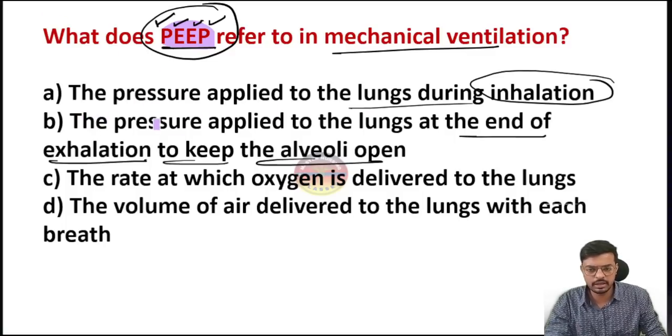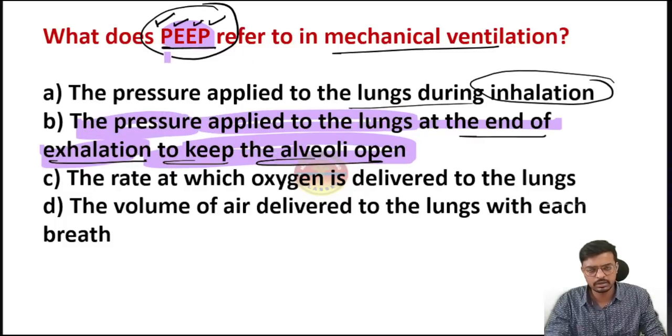PEEP is at the end of the exhalation. At the end of the exhalation, to keep the alveoli open, we need to maintain the pressure. That is what we call the positive pressure. That is the PEEP, the positive end expiratory pressure, the correct answer. So option B is the correct answer.